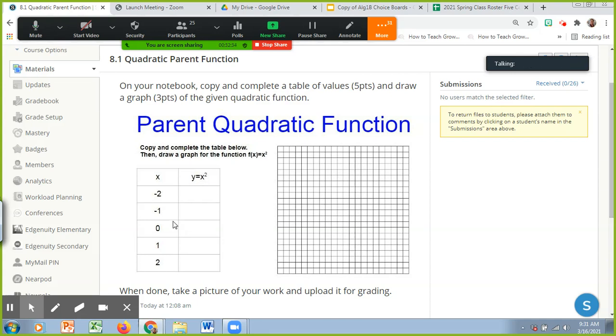So on your paper, you're going to complete the table of values, like -2 to the second power. So that's -2 squared. That's going to be 4, right? So you have to complete the table, and then when you're done, you have to make a graph here, right? And when you're done graphing, you have to take a picture of it so we can share it with our classmates as well. Okay? So it's 9:31. Can I give you about 7 to 8 minutes? All right. I'll give you some more time.